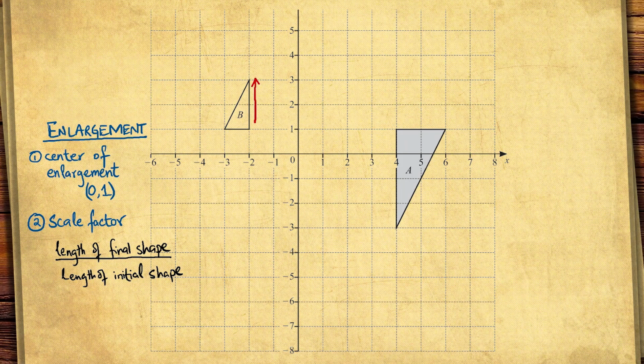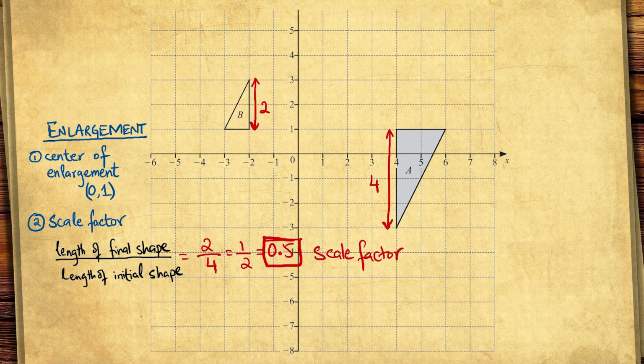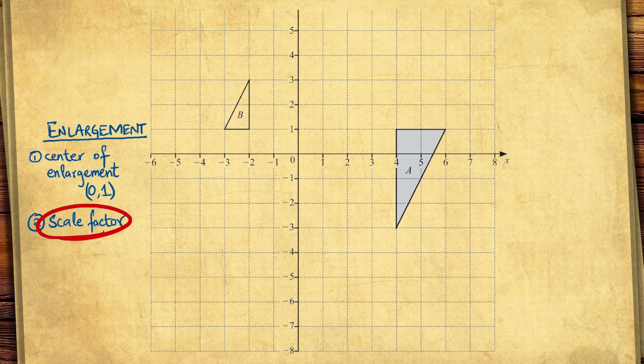Now we can use other lengths and apply the same formula to find out the scale factor. For example, this length in triangle B is 2 units long, and its corresponding length in triangle A is this, which is 4 units long. So length of final shape divided by the length of initial shape would be 2 divided by 4, that is equal to 1 divided by 2, and that equals 0.5, which is the scale factor of this enlargement. So we know that the scale factor of this enlargement is 0.5, and so the transformation that maps triangle A onto B is enlargement with the center of enlargement at 0, 1, and the scale factor is 0.5.